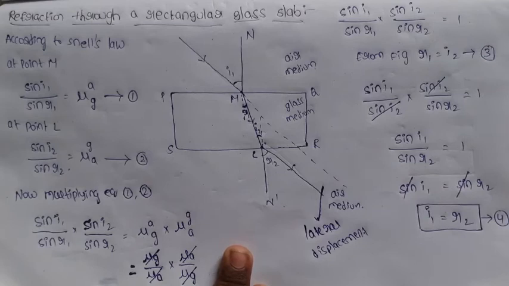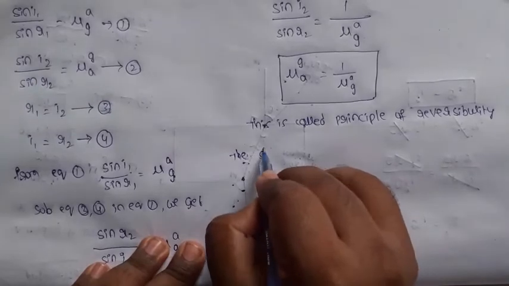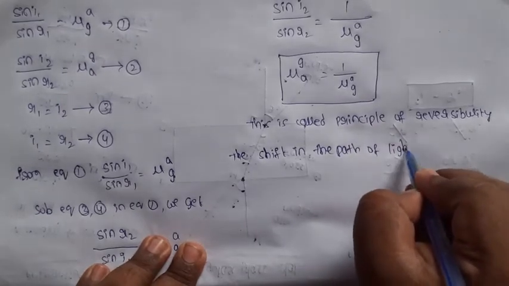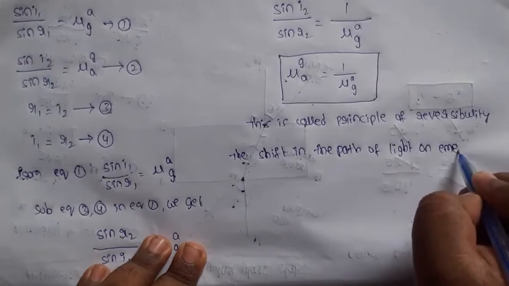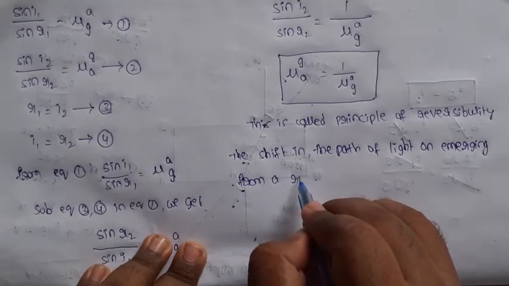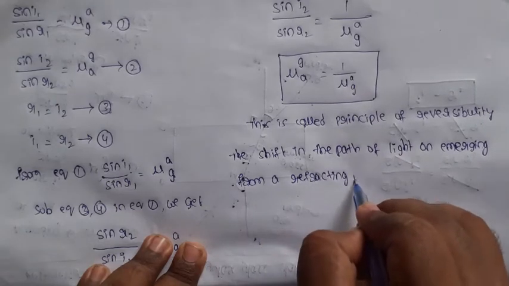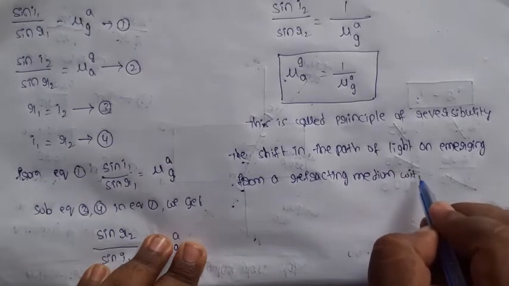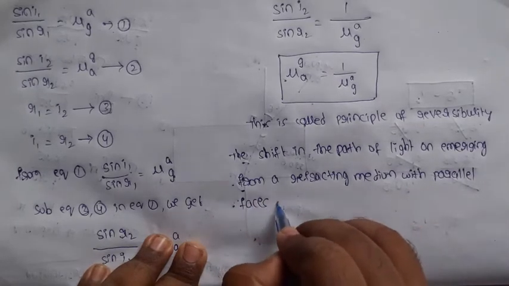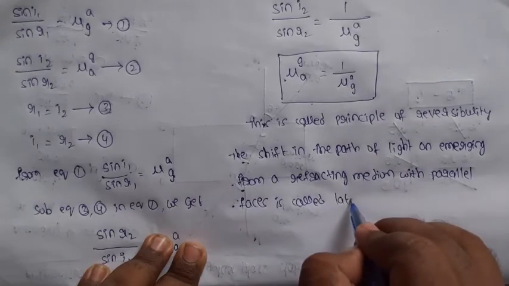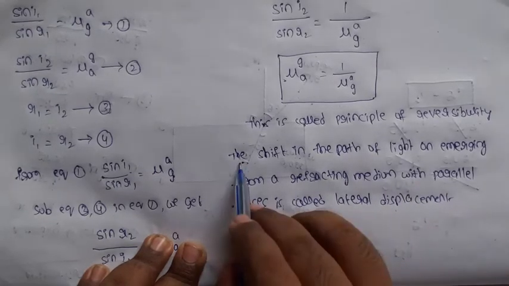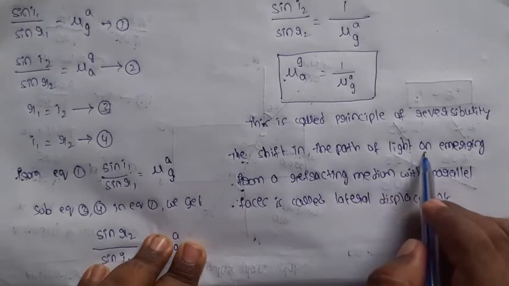So, the definition of the lateral displacement we can write: the shift in the path of light on emerging from a refracting medium with parallel faces is called lateral displacement.